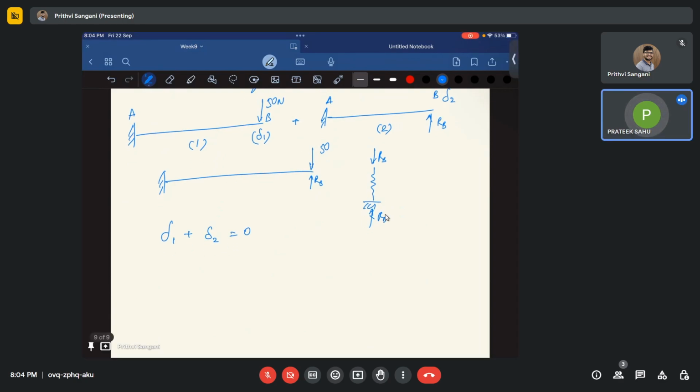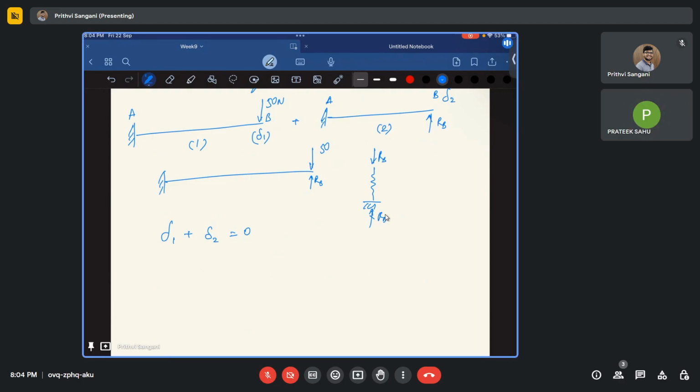Sir, why is it zero? Because the spring resists some force. Yeah, you're right. Sorry, it is not zero. Correct, you're right. This should be delta, the compression in the spring. Pratik, you're right. So it should be delta compression in the spring. Let us solve for it now.